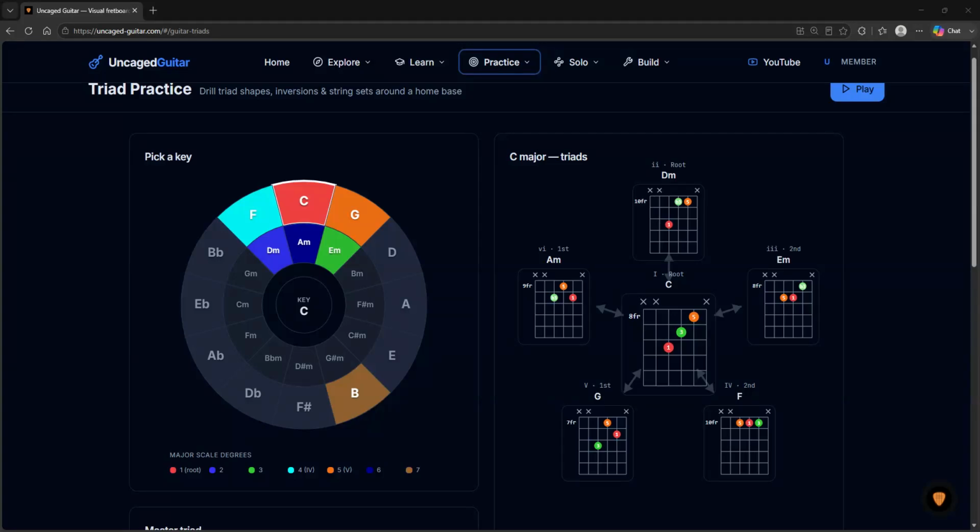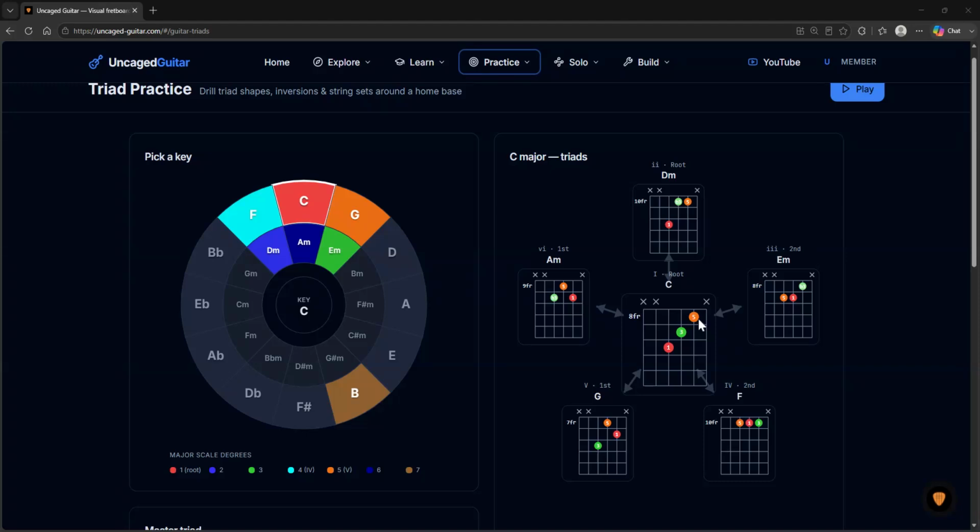Welcome to Uncaged Guitar. I'm going to show you a hack on how to find the relative minor for any major chord. So if we're looking at the key of C, the major chords are C, F, and G, and the minor chords are A minor, D minor, and E minor. So let's have a look at this hack.